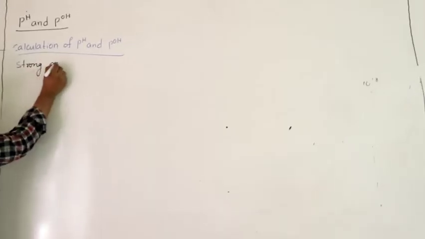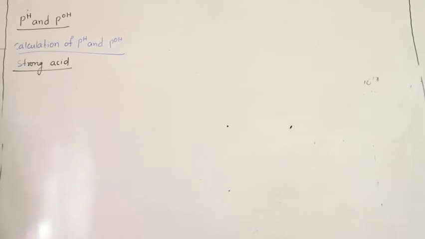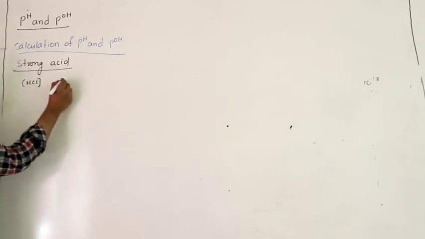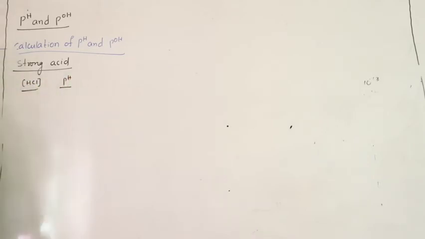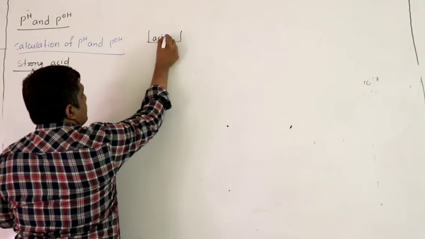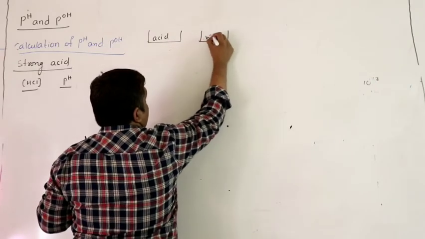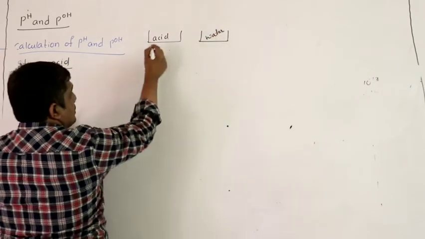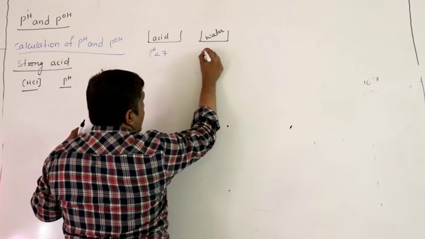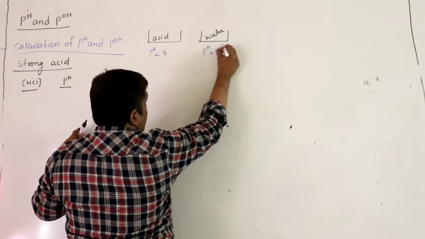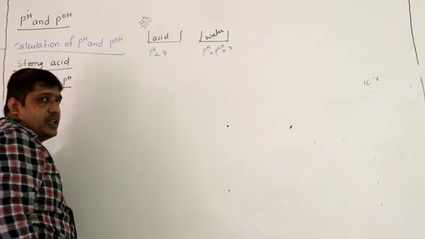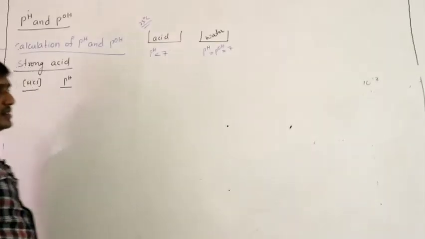For strong acid, let us take one example, HCl, and pH. Suppose I take acid solution, acid and water. Just now we have studied that if it is acidic, the pH will be less than 7. Water pH, pOH must be equal to 7, of course at 25 degrees, that is understood. For acid, pH must be less than 7.